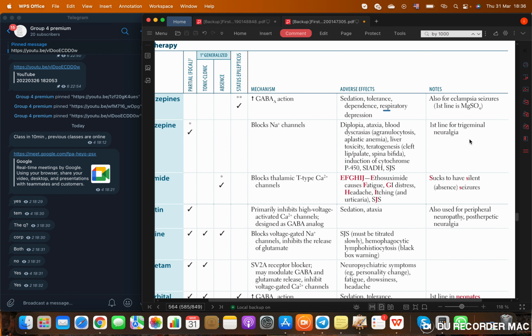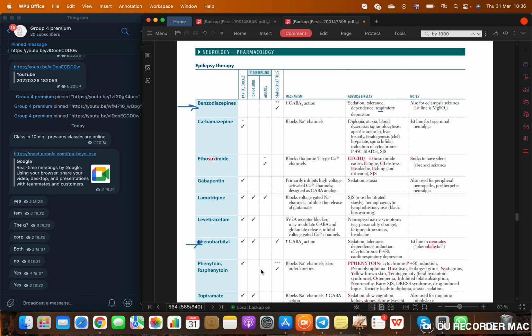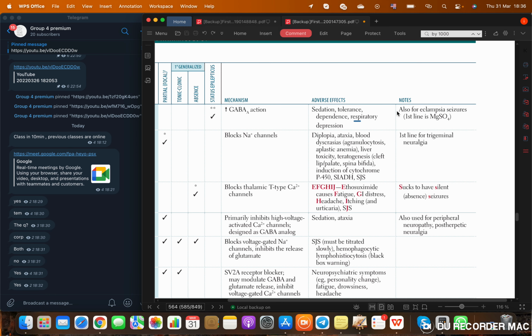However, the benzodiazepines tend to be much milder than phenobarbital. You can use phenobarbital, but nobody likes it. It has a really bad reputation. Why the bad reputation? Because it is highly addictive. Benzos are addictive, but not as much as phenobarbital. Note also, for eclampsia seizure, the first line in that case is magnesium sulfate.